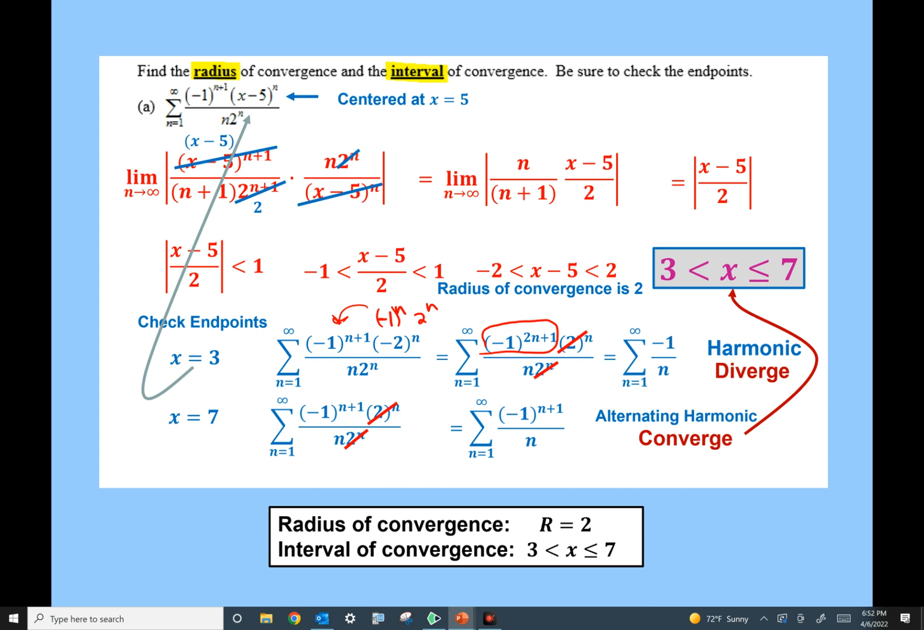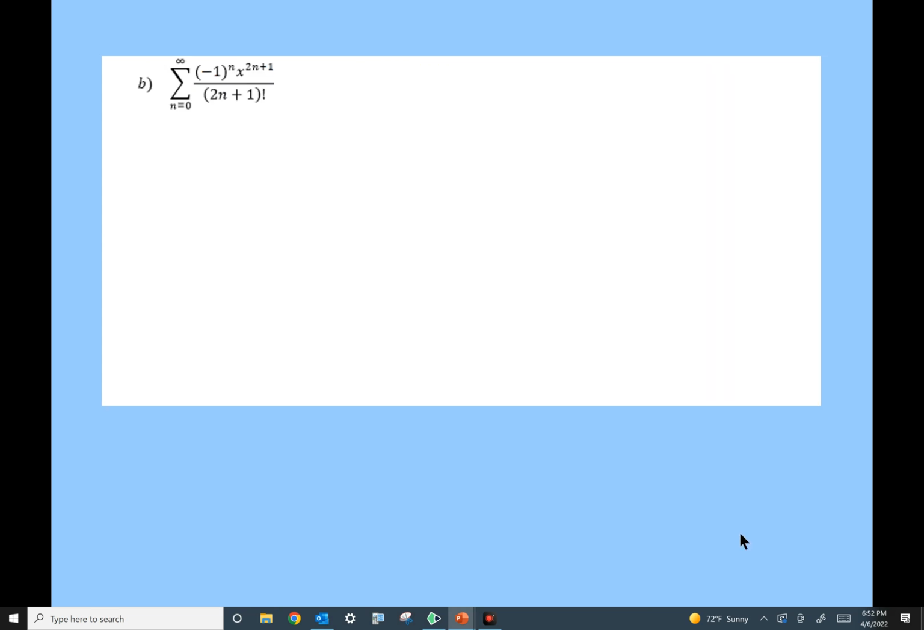So we already said the radius of convergence was 2, and we already had our interval of convergence between 3 and 7. All right, so try this one.